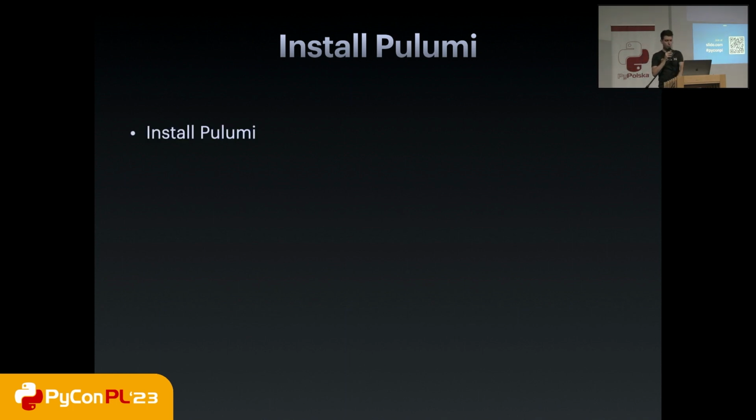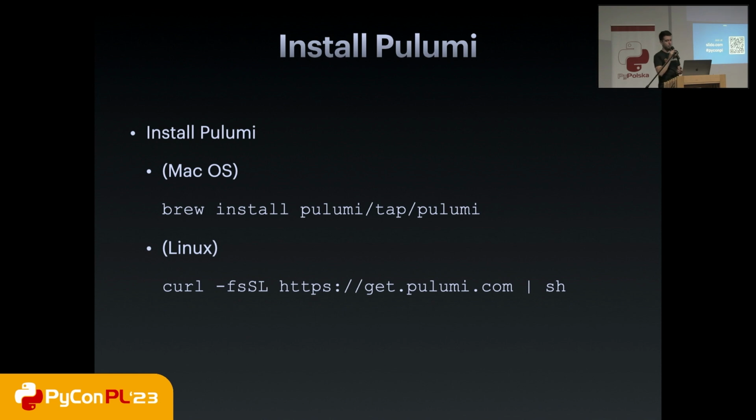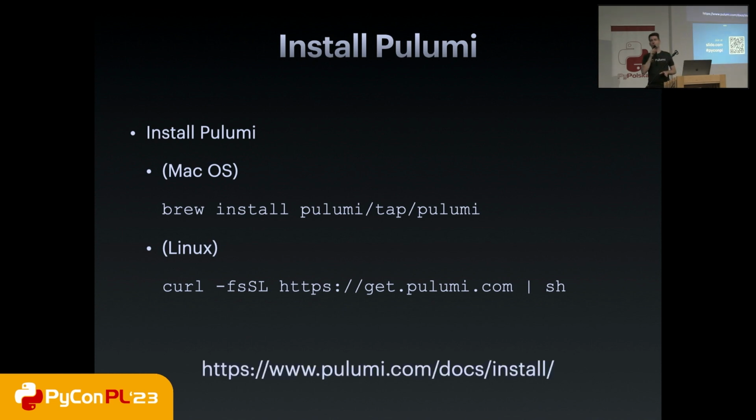So how do you install Pulumi? In the case of macOS, you can just use brew to install it. If you're a Linux user, you can use the curl command and pipe that to sh, and it's going to install Pulumi for you. I guess Windows users, do we have any Windows users here? Okay, we've got some. In this case, you probably have to go to the website and use the installation guide there. You just have to download the installer.